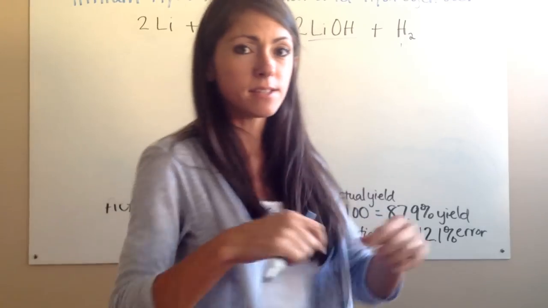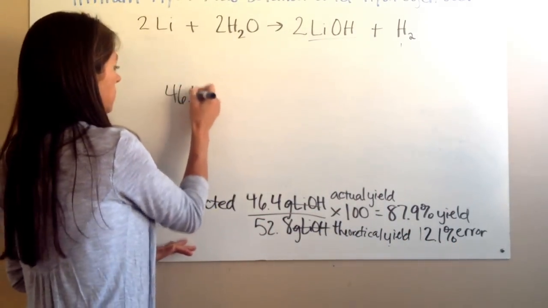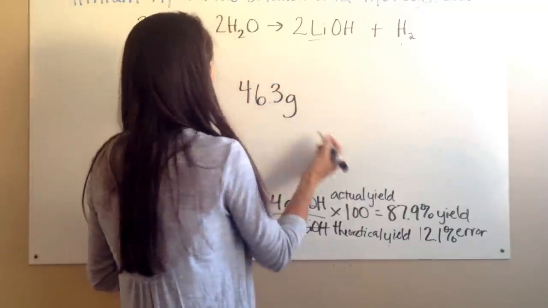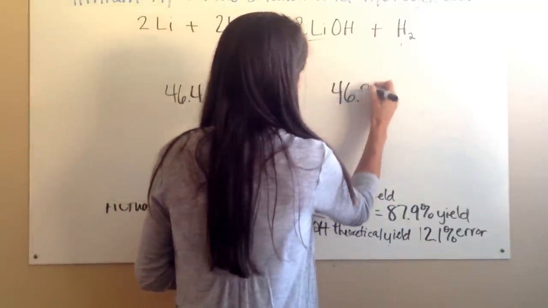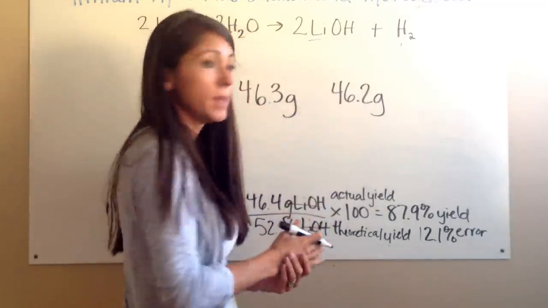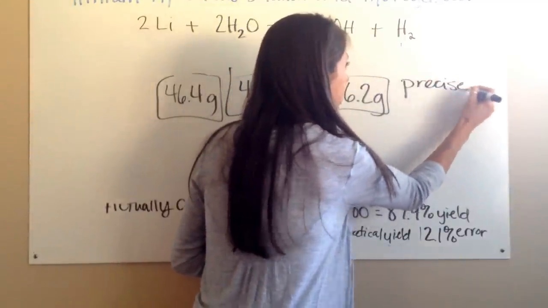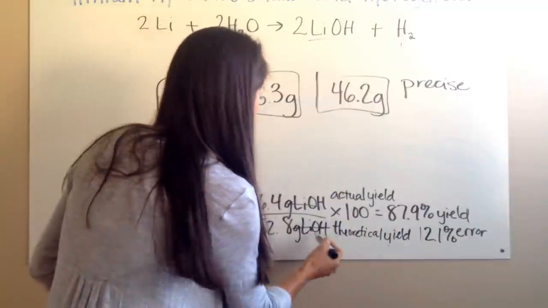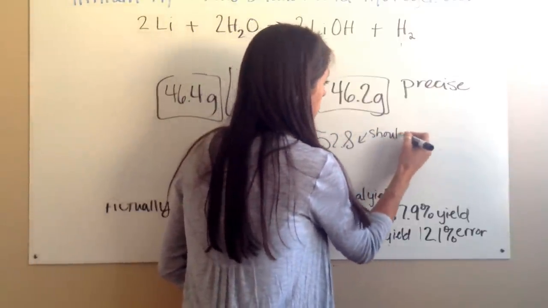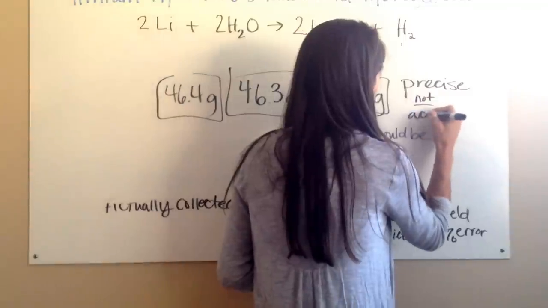So lastly, and this is something that's applicable anywhere you collect data, let's say that I collected 46.4 the first time in this experiment, but then I repeated this experiment, and I got 46.3 grams the second time, and the last time, a total of three times I did this experiment, I got 46.4 grams, then 46.3, and 46.2. This would mean that my data is very precise. However, is it accurate? Well, no, it's not, because the theoretical yield we calculated is 52.8. This is what it should be, okay? This is what's correct. So although my data is precise, it is not accurate.